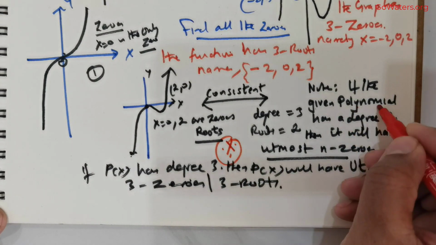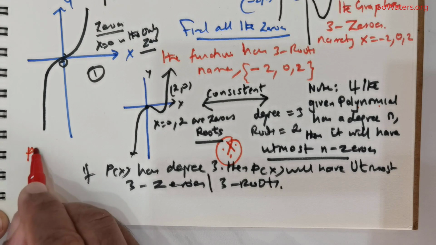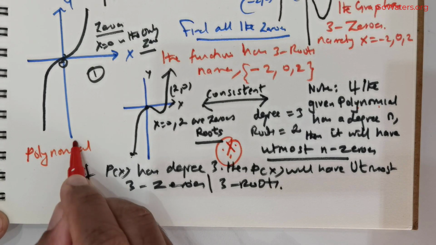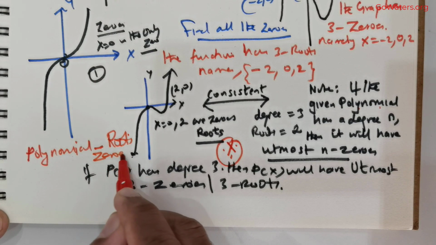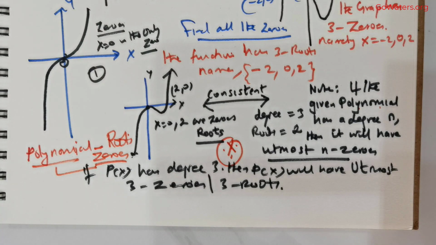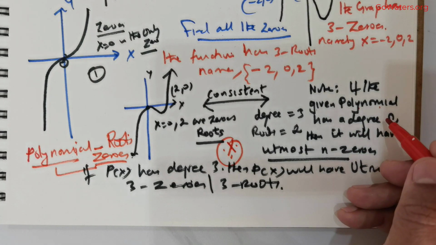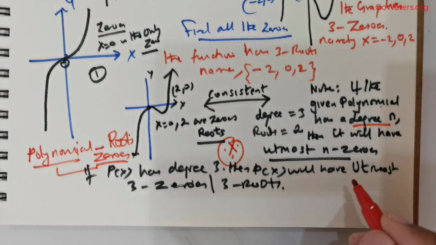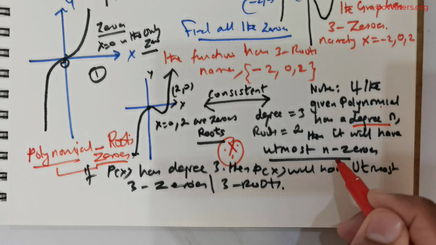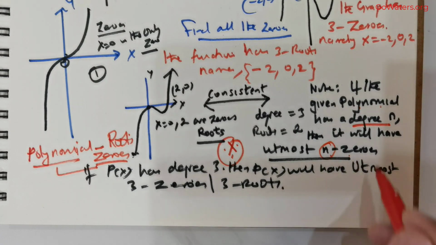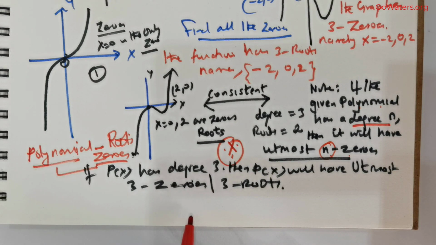This is an important property connecting roots with polynomials, the relationship between polynomial and roots. You can either use the word roots or zeros. So what is the relationship? If a polynomial given has degree n, then the utmost number of zeros that this polynomial can have is n. It won't go beyond that. Example, if the polynomial has 3 as its degree, then the utmost possible roots will be 3.